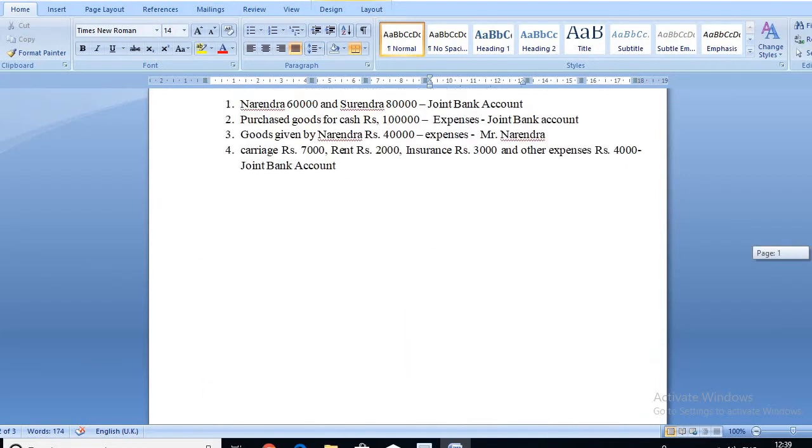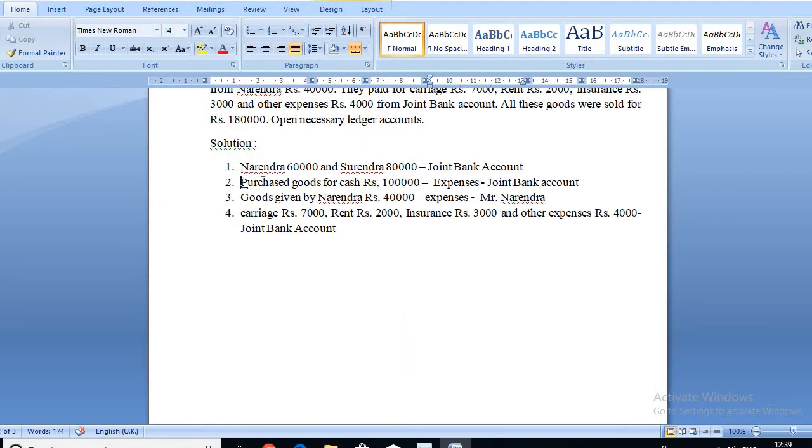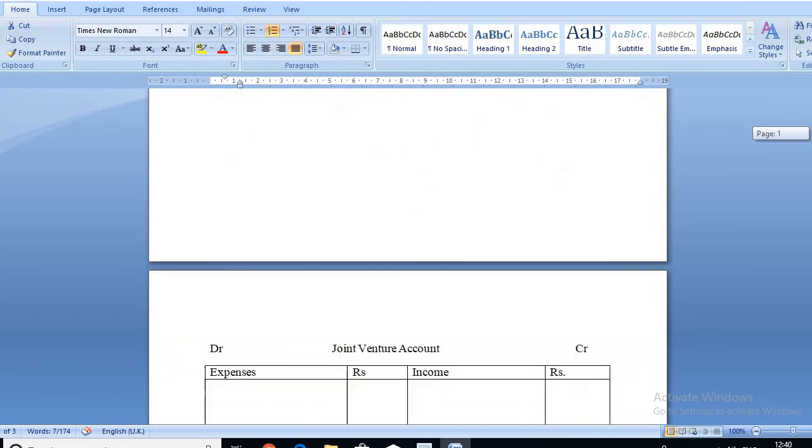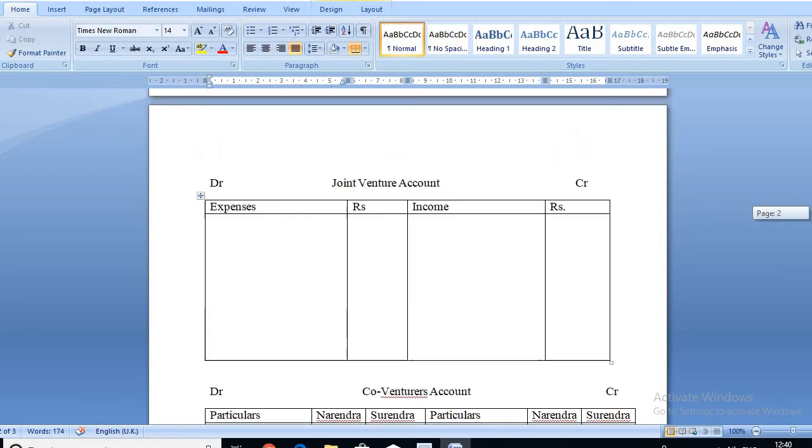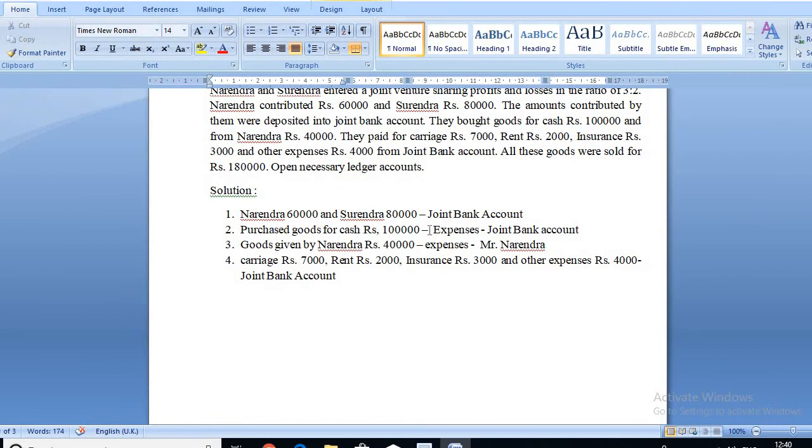Now come to the second transaction. What's the second transaction? They purchased goods for cash. Is it an income or expense? It is an expense. So where to record these expenses? In joint venture account, because joint venture account is just like a profit and loss account. Here we have to record expenses and incomes. So in expenses side record they purchased goods for cash worth rupees 1 lakh.